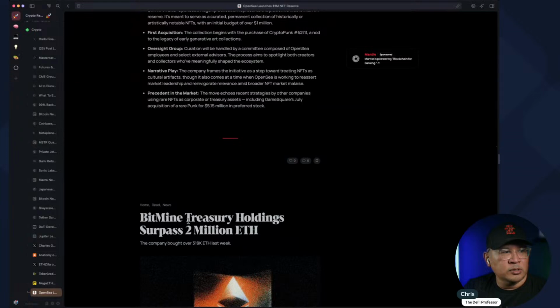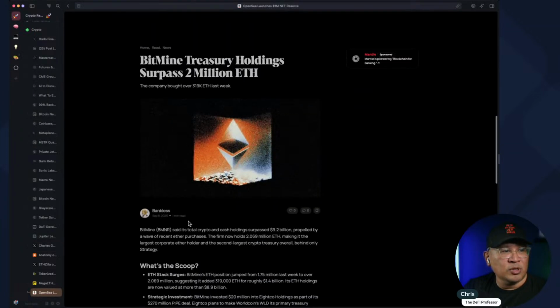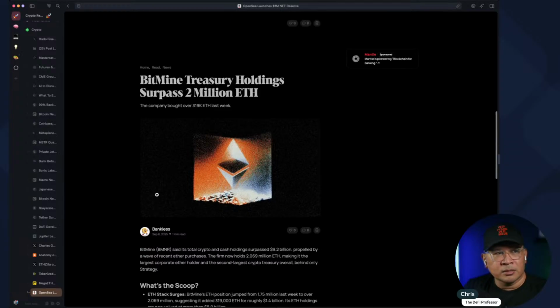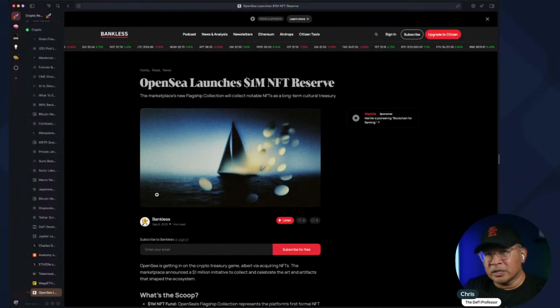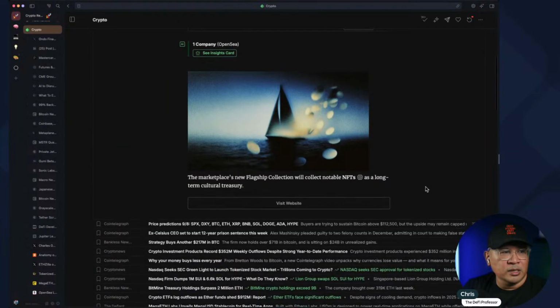Bitmine Treasury holdings surpassed 2 million ETH. They bought 319K worth of ETH over the last week, according to Bankless. This was Bitmine, their Bitmine immersion. Their goal is to get to 5% of the global ETH supply. So if you're selling, they're buying, and they're 34% or something like that of the way there. I wouldn't doubt Tom Lee, guys. I think they're going to do it. So get on the ETH train, right?